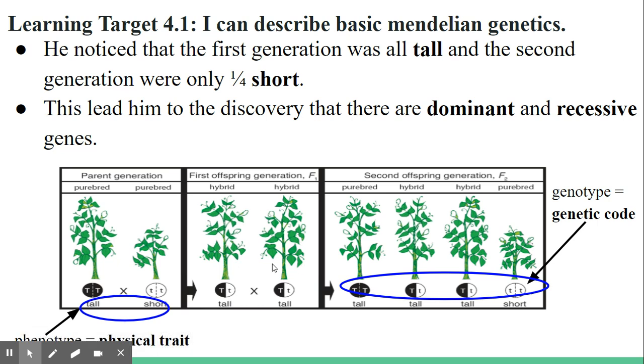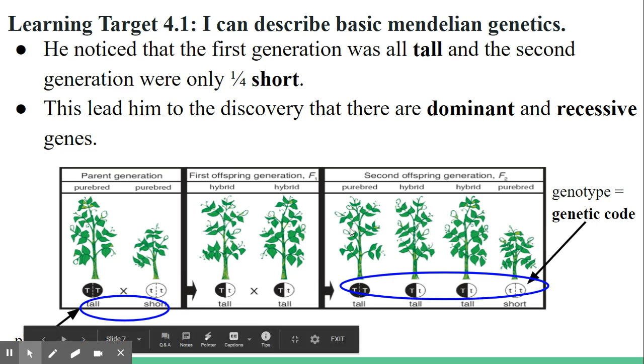Once those plants crossed with each other, he noticed that 3 of them were tall and 1 of them was short, meaning there was a 25% chance that they would produce short offspring. They had a 75% chance of producing tall offspring. Two of these are purebred: 1 is short purebred and 1 is tall purebred. And then the hybrids in the middle are going to have a heterozygous genotype, meaning they have 1 dominant allele and 1 recessive allele. We know 1 of these came from mom and 1 from dad.